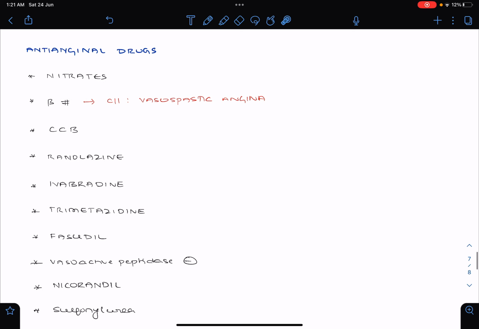So this was all about the anti-anginal drugs. Hope this was clear in understanding the anti-anginal drugs. The very important drugs from this chapter to remember are the nitrates, beta blockers and the calcium channel blockers.